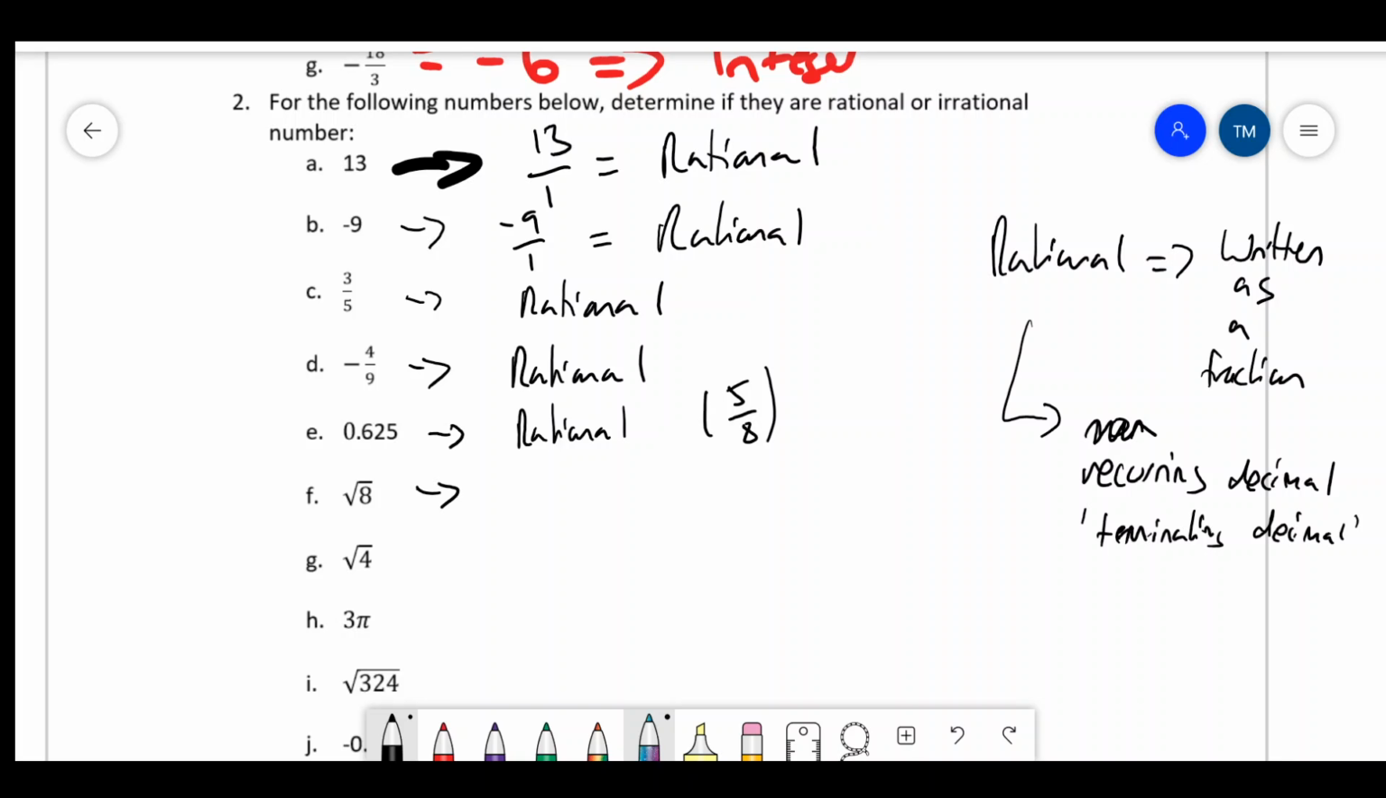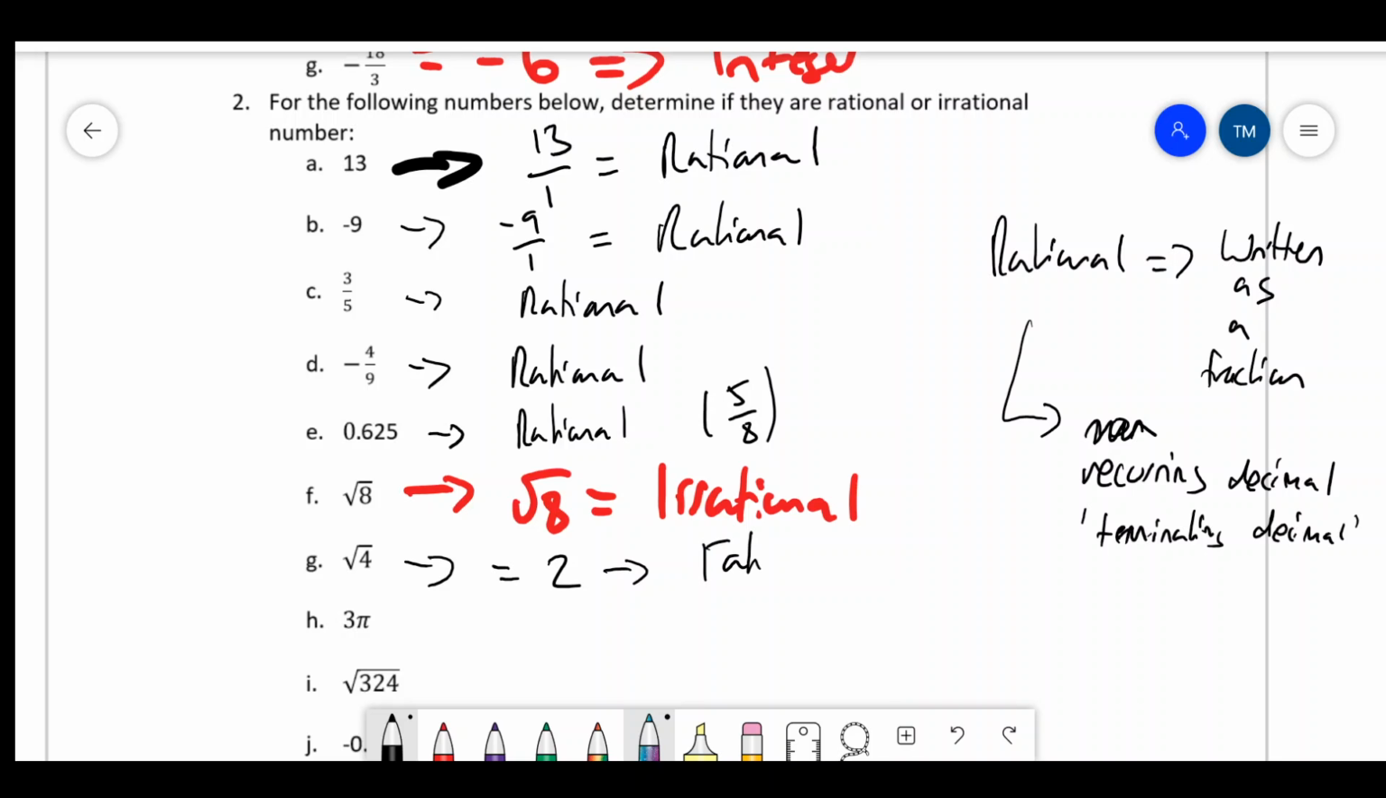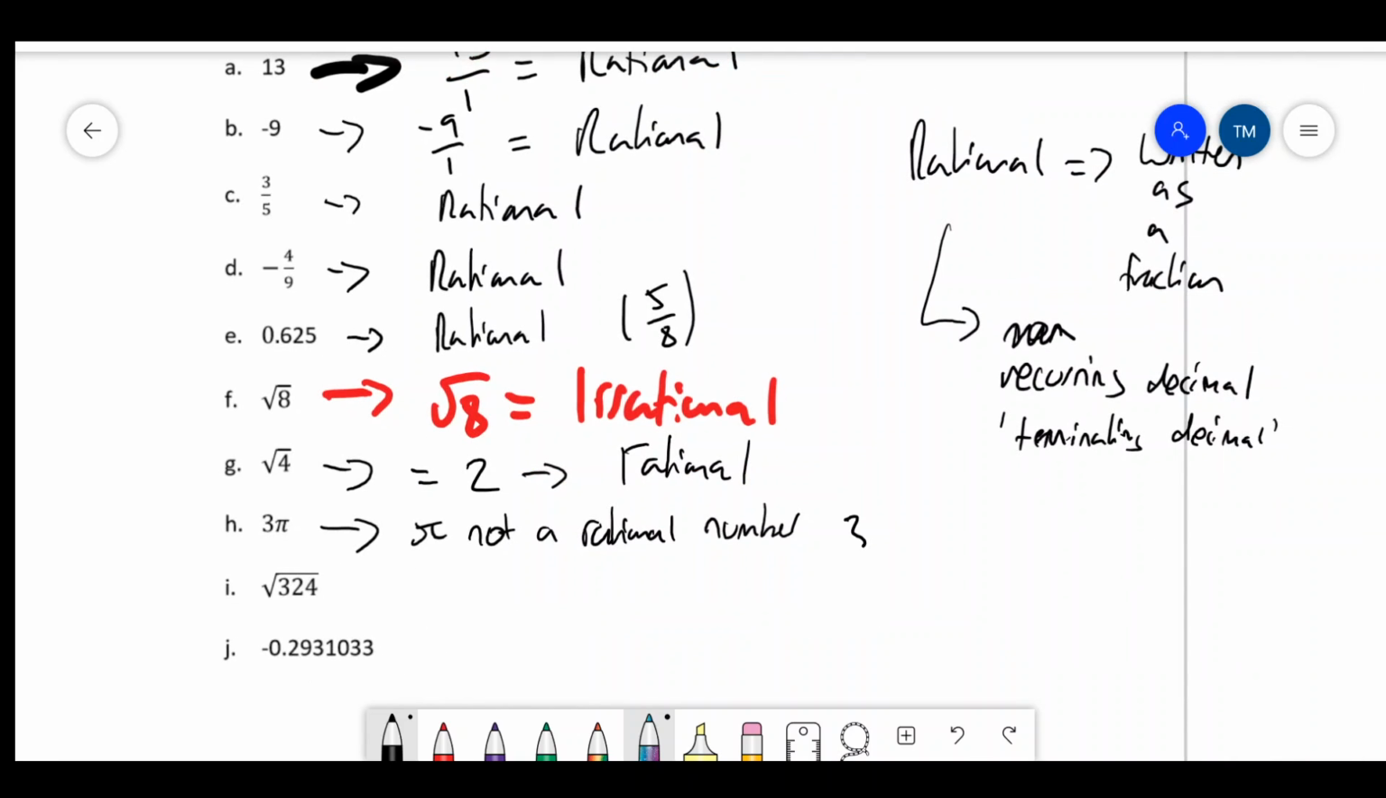Root 8 is what we call an irrational number, because the square root of 8 is equal to something like a very long digit, which therefore means that it is irrational. The result does not equal an integer. Root 4 is equal to 2, so therefore it's a rational number. 3 pi, now pi is not a rational number. So therefore 3 pi is also irrational, because even if you multiply pi by a rational number, that still will continue to be an irrational number.